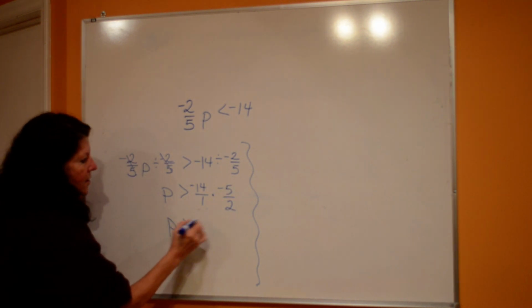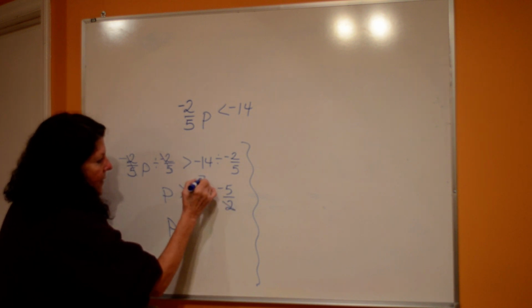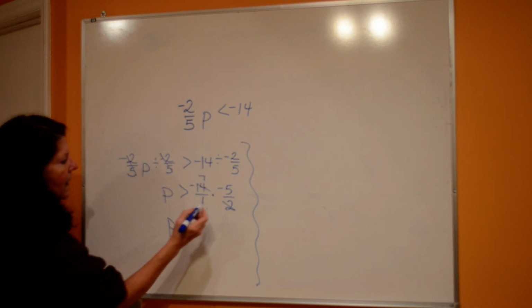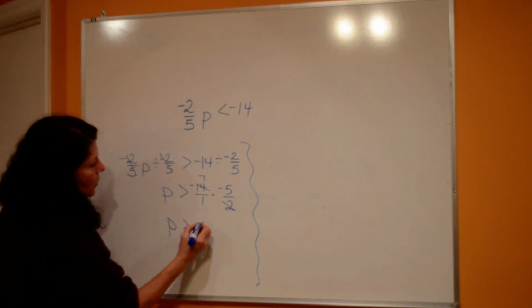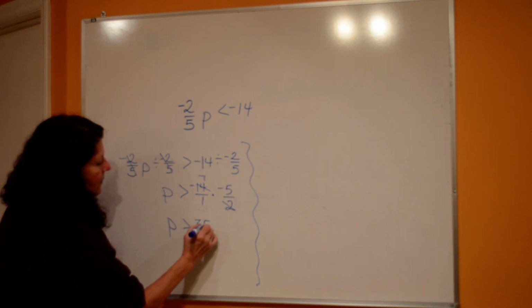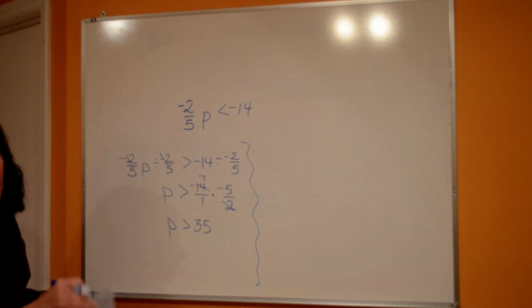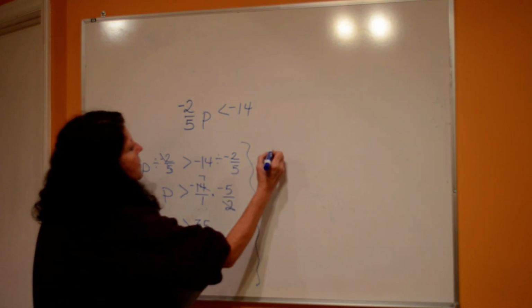Now I can cross reduce here. So I have a -7 on the top. And so I have a -7 times a -5, which is going to give me a positive 35. That's one way to do the problem. Here's another way to do the problem.